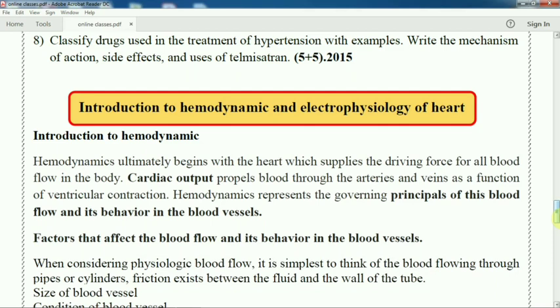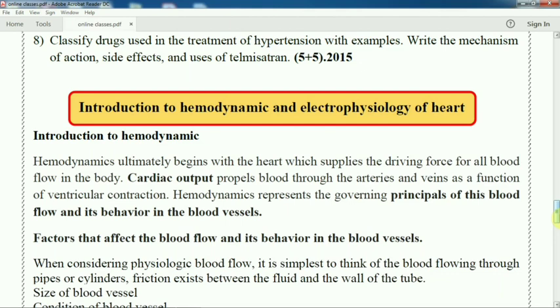That means how the blood flows in the blood vessel, that means in the artery. So this is the definition of hemodynamics: it is defined as the principle of blood flow and its behavior in the blood vessel. So what are the different factors involved in the blood flow and its behavior in the vessels? What are the different factors affecting hemodynamics?